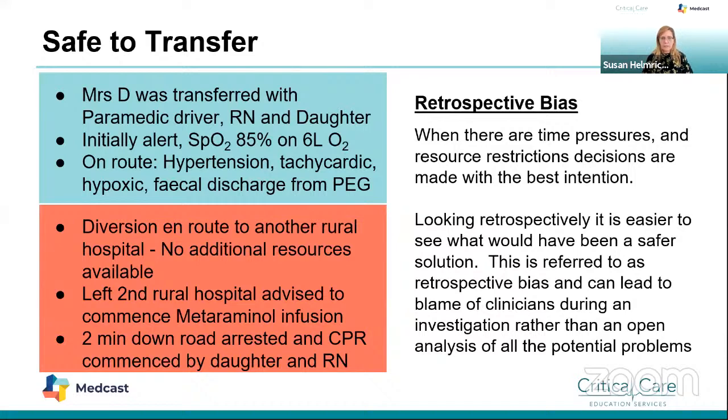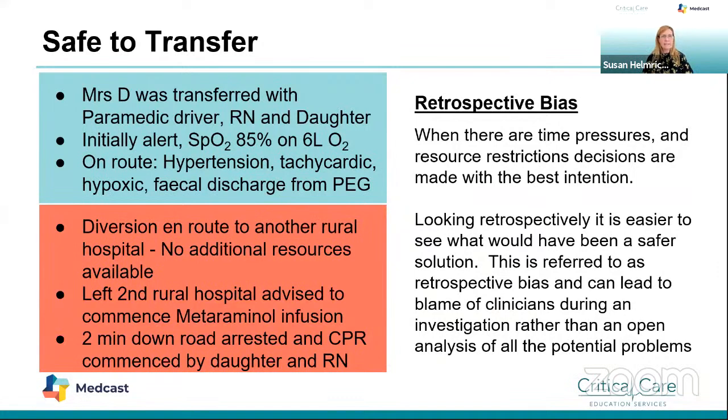Within a few kilometres of leaving that second rural hospital, Mrs. D actually arrested in the back of the ambulance. So they pulled over, CPR was commenced by the nurse and by Mrs. D's daughter, and the decision was then made to return to that second rural hospital. So they turned around and went back to the rural hospital. Despite all resuscitative efforts at this stage, unfortunately, Mrs. D was unable to be revived. And Abby, if you can just put up the link to the Safe Transport Guidelines, the final link there, please.